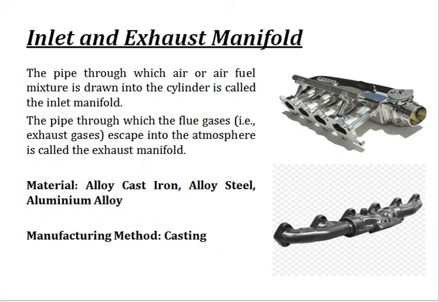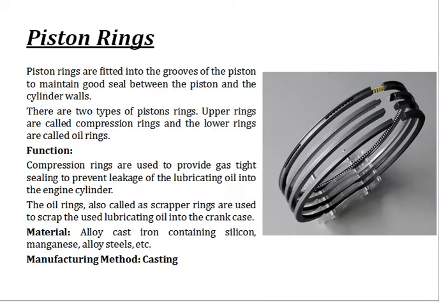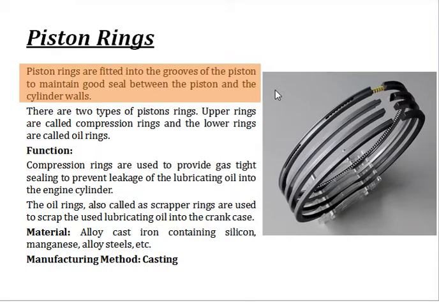The next component, a very important component, is the piston rings. Now what are piston rings? Piston rings are fitted into the grooves of the piston to maintain a good seal between the piston and the cylinder walls. So it is a very important function, because it acts as a sealing medium between the piston and the cylinder walls, so that the charge or the burnt gases do not pass into the crankcase and burn the crankcase oil or the engine oil.